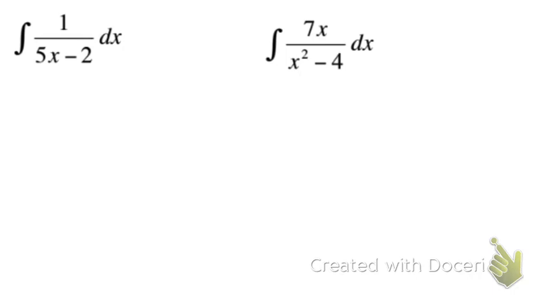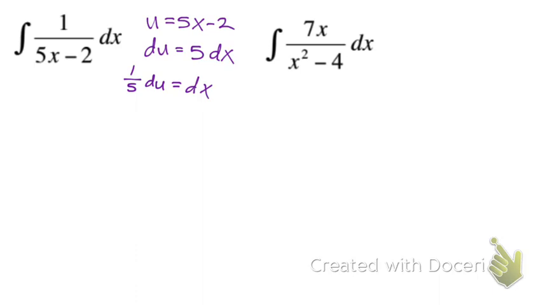In this first example on the left-hand side, there's not much to make u equal to on the top, so probably not going to look to that one. Instead, we'll look to the bottom and set u equal to 5x minus 2. So let me go ahead and do that now. u equals 5x minus 2. The derivative of that, du, is equal to 5 dx. I don't need that extra 5 in there, so I'm going to get rid of it by moving it over to the other side. 1/5 du is equal to dx.